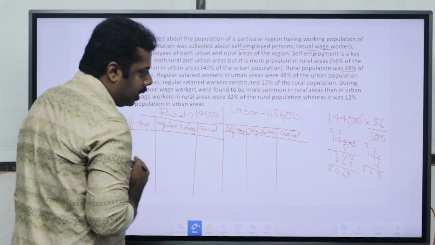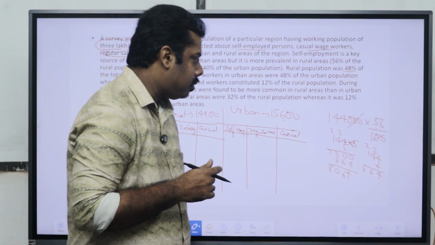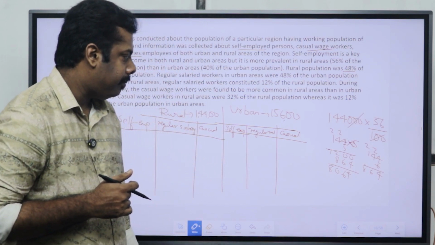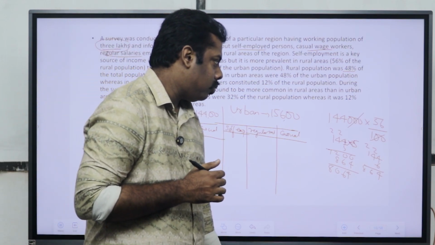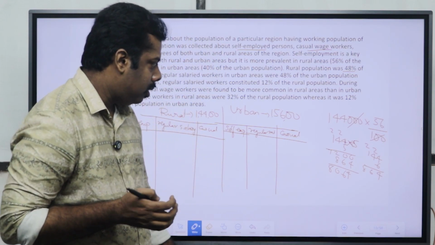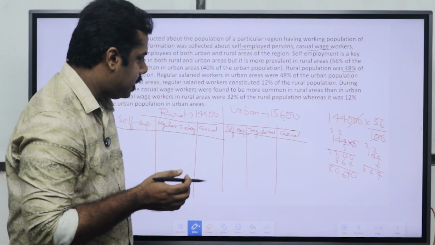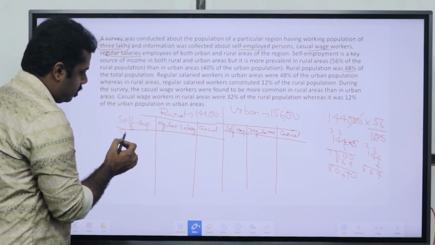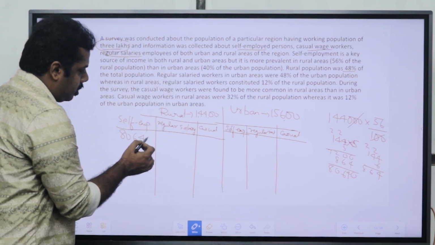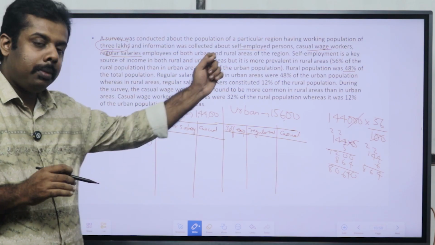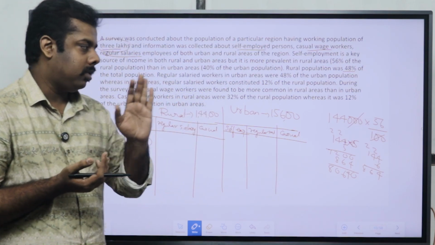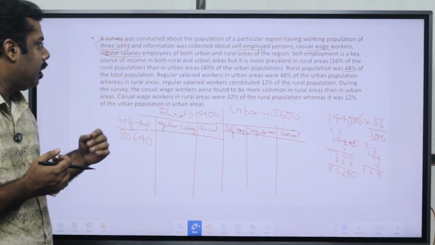Okay, so that is basically 8064, where you just multiply by a 0 as well. So that means 80,640 is the total number of self-employed people in the rural population. So that data we have already got.